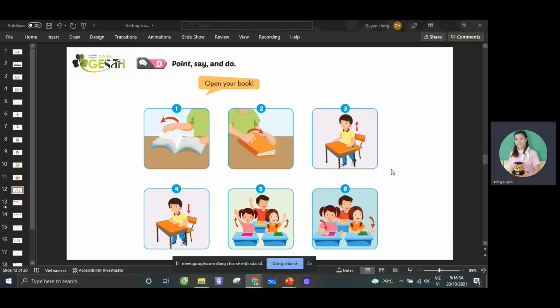All right, now look at the picture. Number one, what can you see in the picture? Number one, sky. Open your book, that's good. Michael, number two. Number two. Close your book. That's right. How about number three?